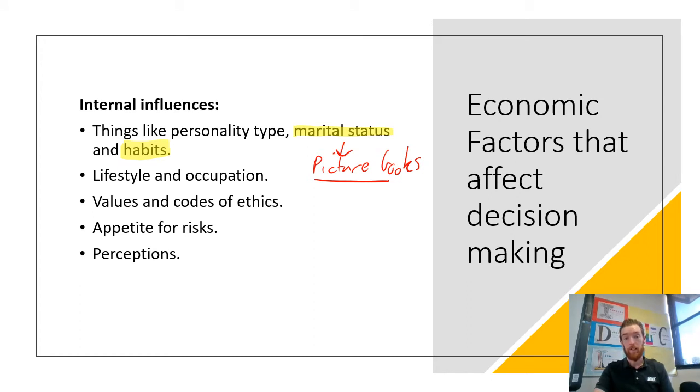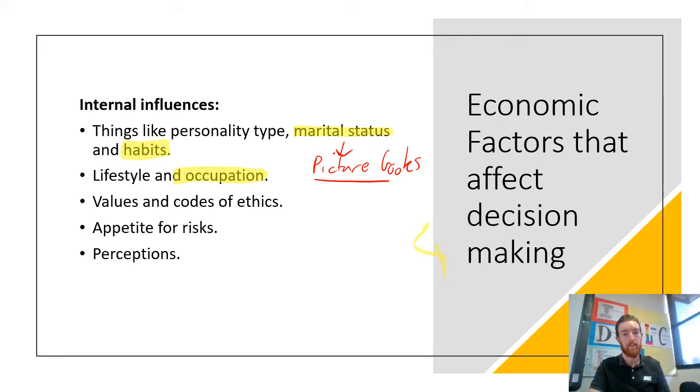Lifestyle and occupation. As a teacher, I tend to spend more on stationery and technology, like this drawing tablet that I use to do these things on here. That's all part of internal influences. I want to do my job as well as possible, therefore I'll spend money on doing my job. Values and code of ethics. Whether you buy sustainable things, or try to buy things with less plastic in them to be environmentally friendly, that's going to affect some of your spending.